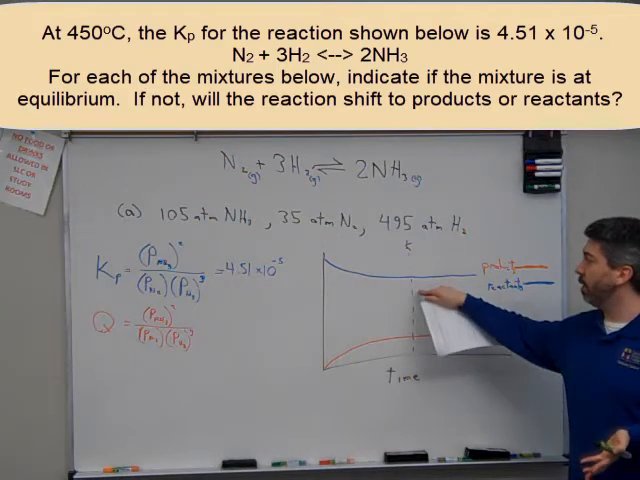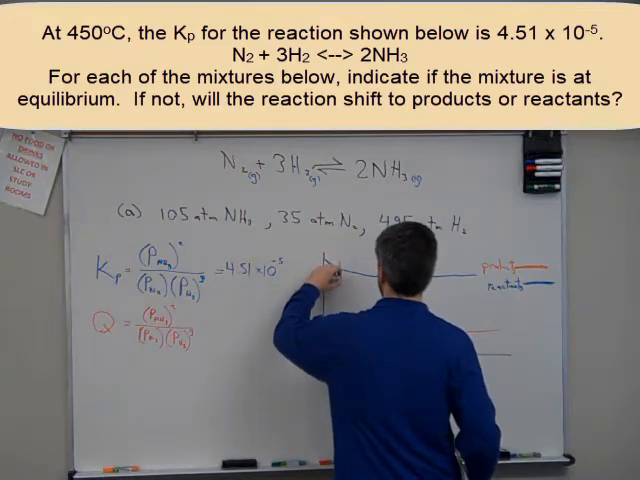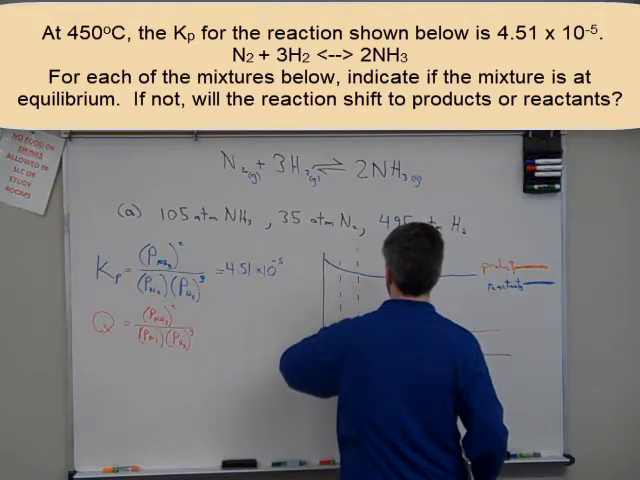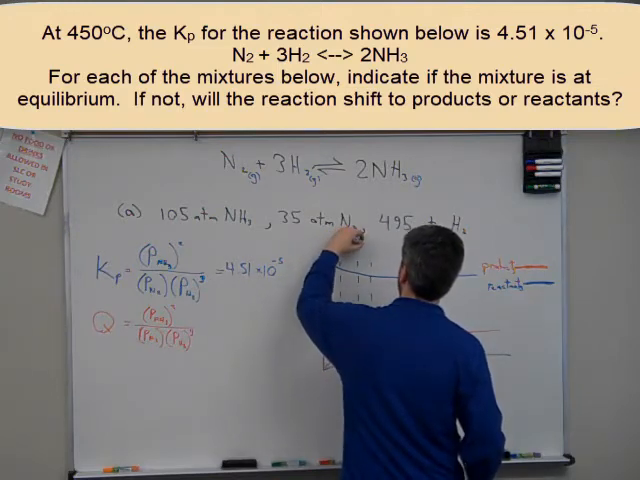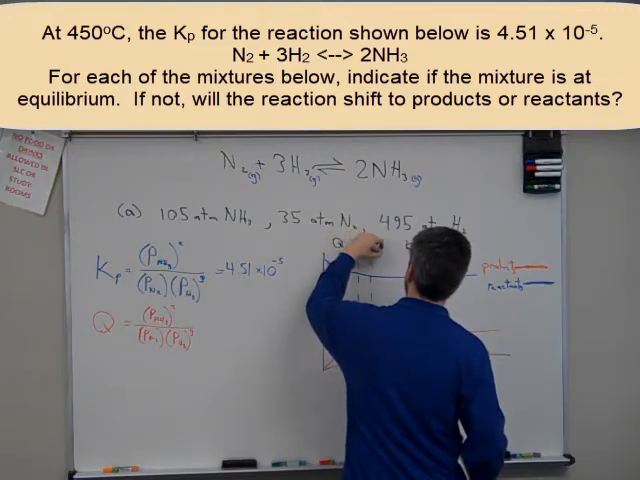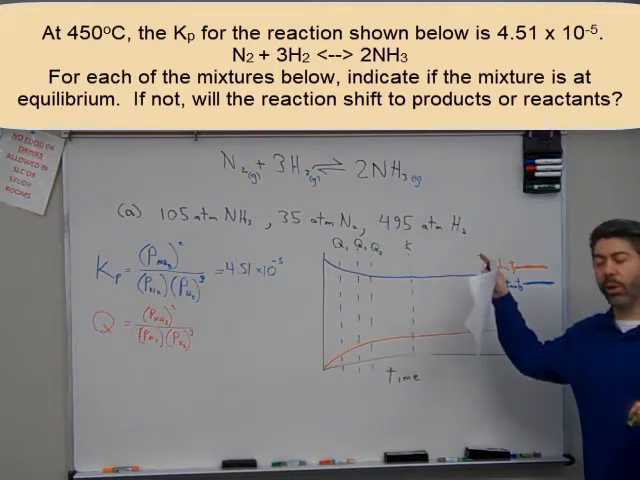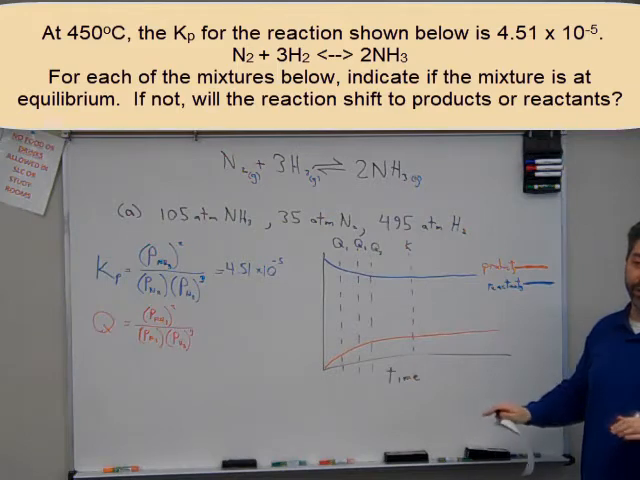So if you take it right here, you have K. But you could have taken it right here, or here, or here. Each of these would be a Q: Q1, Q2, Q3. Effectively, Q can be at any point in the reaction, whereas K is always at the point where the reactant and product concentrations have stabilized. Does that make sense?